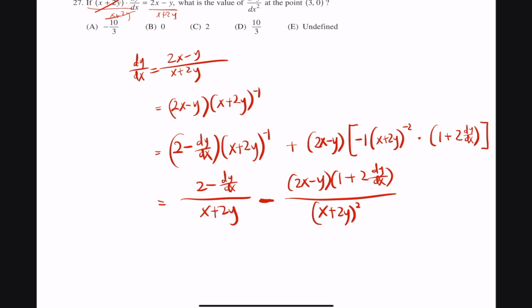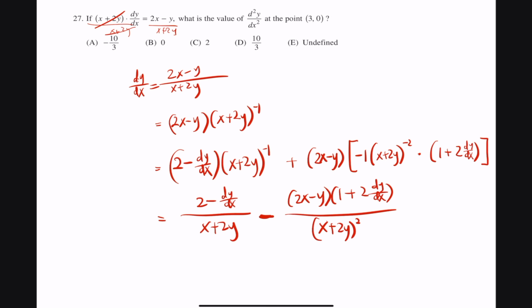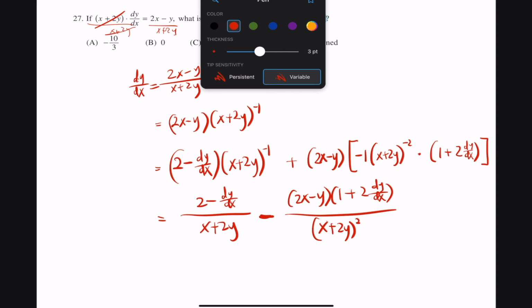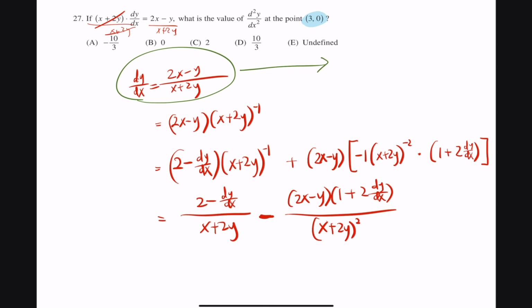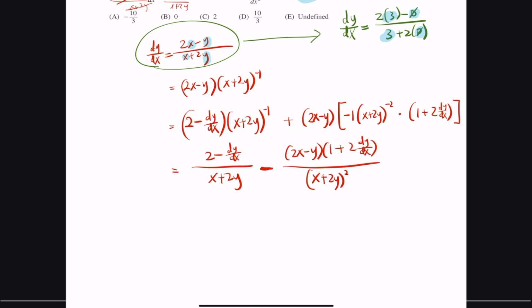So now we're going to punch in the point (3, 0). Also, I want everybody to understand that you have this dy/dx, so let's figure out what dy/dx better be as well. That's going to be 2 times 3 minus 0 over 3 plus 2 times 0. Where did I get that? I'm getting it from the given point, simply substituting x and y with 3 and 0. That'll be 6 over 3, which is going to be a 2.